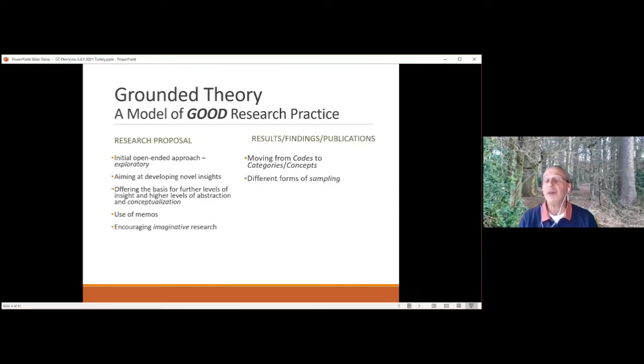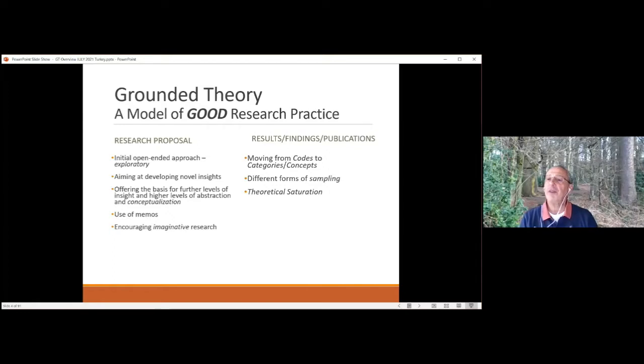It uses a very different set of ideas of sampling. And it's important, if you are going to use grounded theory or any other qualitative research, actually, that you make clear what form of sampling you're using. Because to a lot of people, particularly in the quantitative world, sampling means probabilities from statistical models. And you have to make it clear that's not what grounded theory sampling is about.